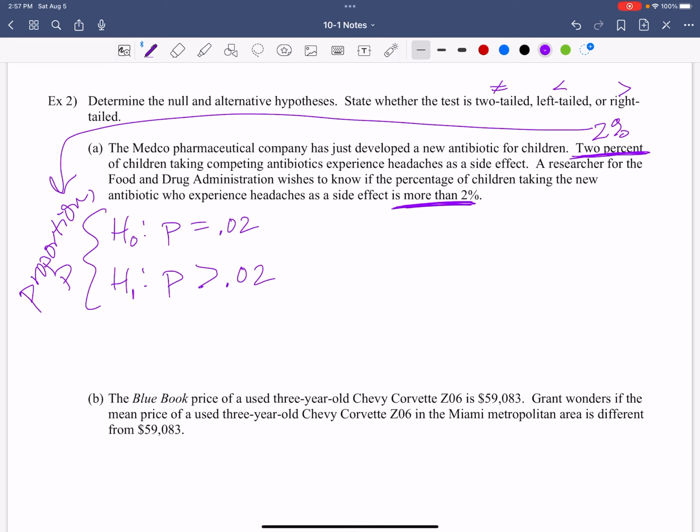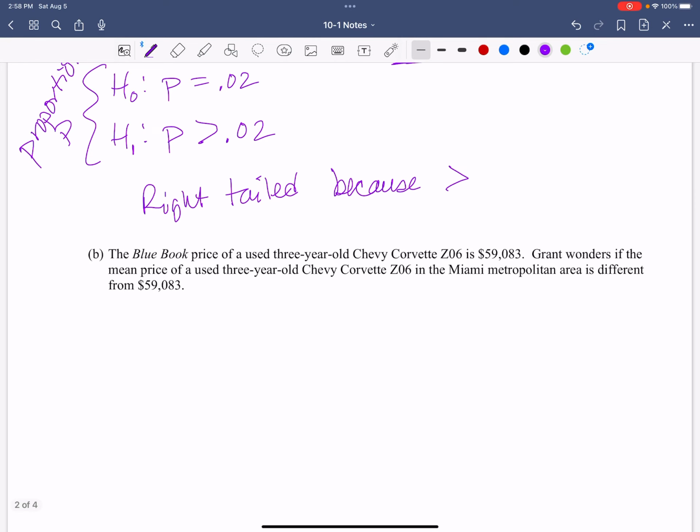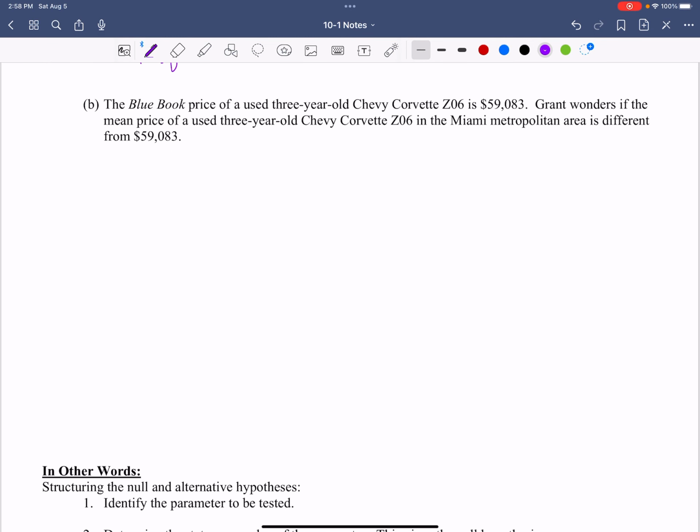That's all there is. Now, what kind of tail is this? Two tail, left tail, or right tail? Right tail, because it's more than. Right-tailed, because of the greater than symbol. That's all there is to it. Don't try to make this harder than what it is, right? We're just setting this up. What your problem tells you, that's what we've got going with it. So I just want to make sure you're comfortable with this notation, and then we're going to be using it a little bit more for the rest of this chapter.